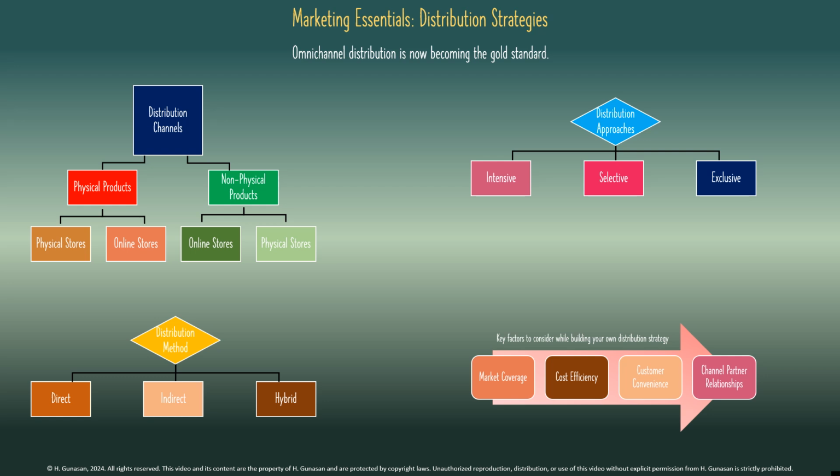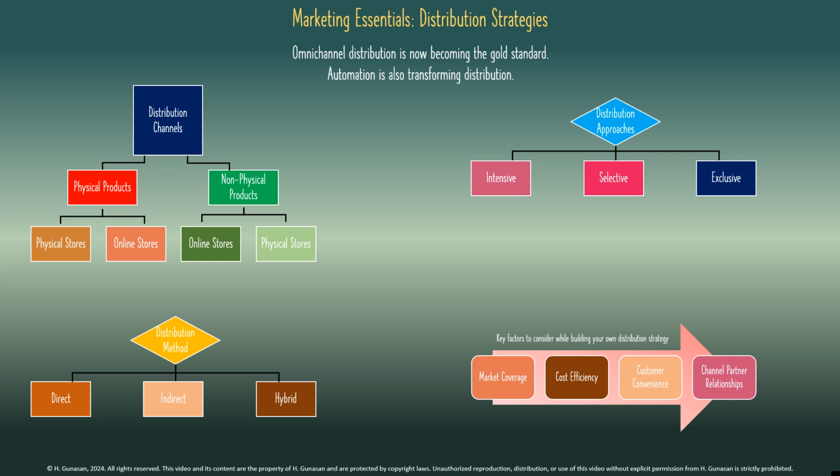Automation is also transforming distribution. Today, many warehouses use automation technologies like robots to manage inventory, sort packages, and streamline the entire shipping process. Automation reduces errors, speeds up delivery times, and cuts costs, all of which make for a more efficient distribution strategy.